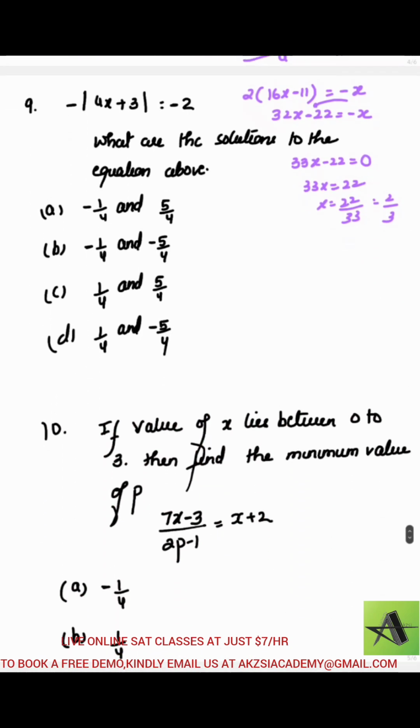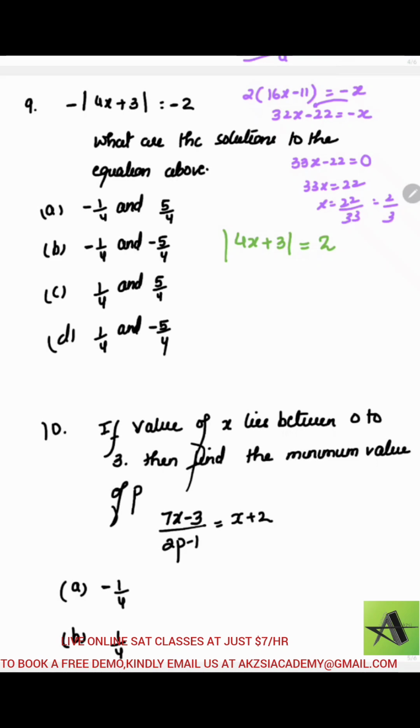Moving on to question 9. This question 9 again deals with the mod thing. The very first thing is cancelling out the negative sign on both the sides, or multiplying both the sides by negative 1. So I'll get |4x plus 3| equals 2.